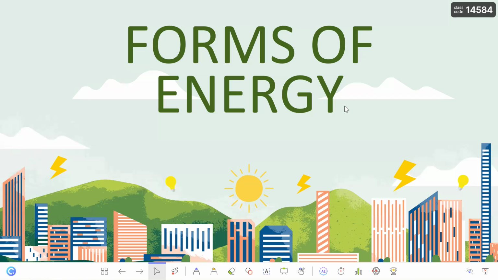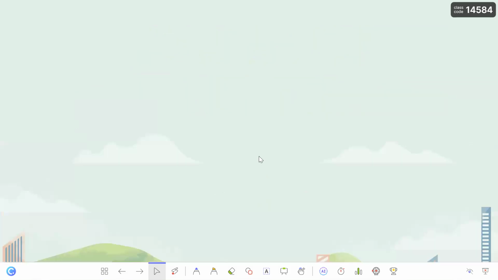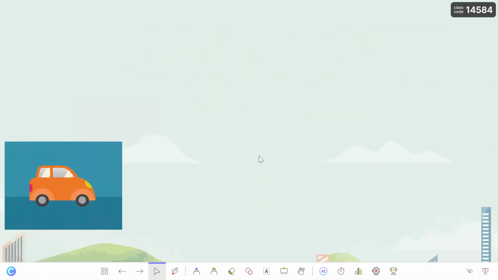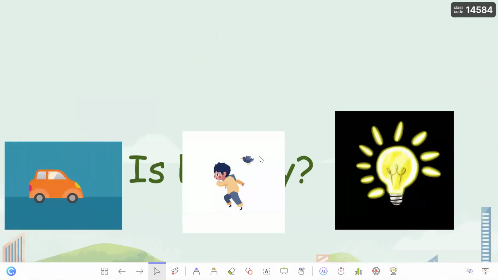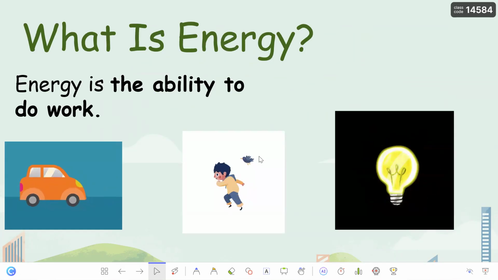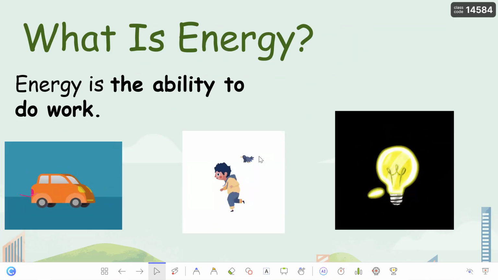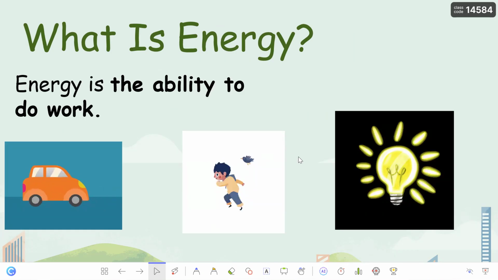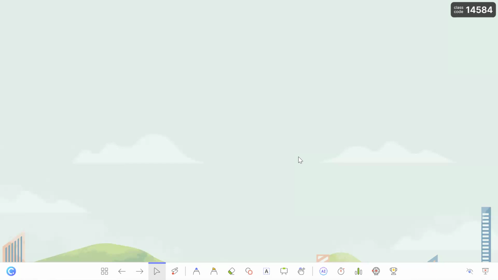Okay, today we're going to continue our lesson about energy. If you still remember, we mentioned before that energy is the ability to do any work. As you notice in the following figures, it's not only for living things, also non-living things, they need energy in order to do work. There are many forms of energy.